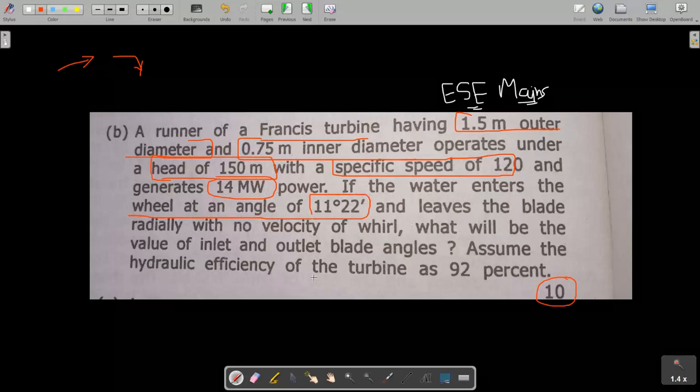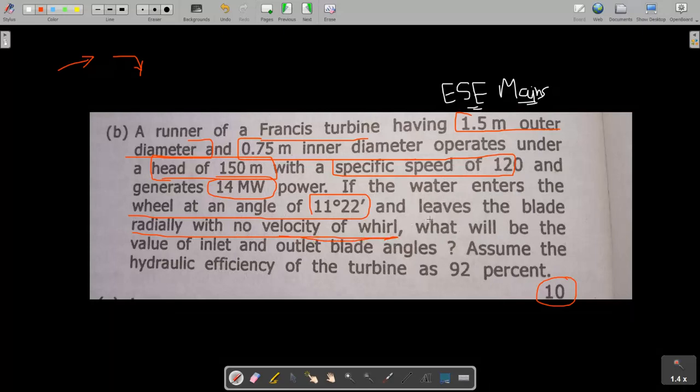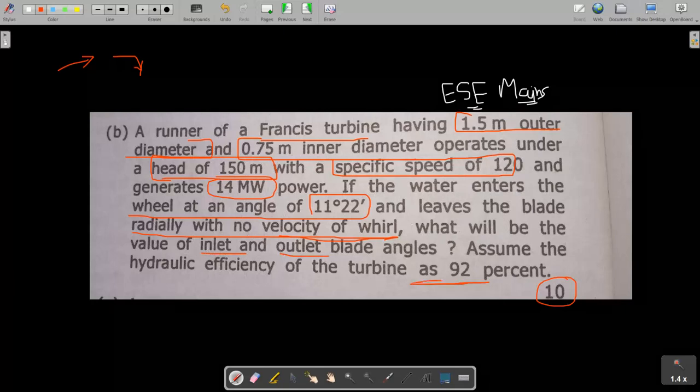and leaves the blade radially with no velocity of whirl. That means the outlet is radial, that means the whirl velocity component is 0. What will be the outlet and inlet blade angle values? We have to find. Assume the hydraulic efficiency of the turbine is 92%.